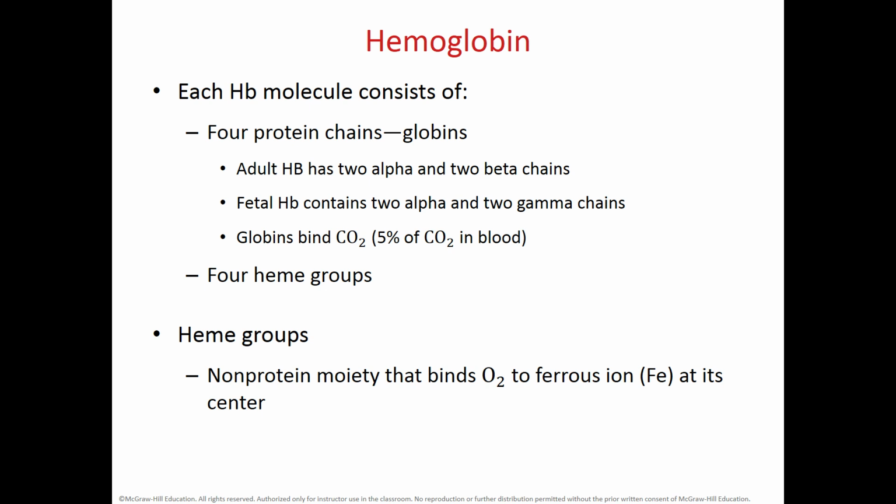Now, the globins will bind CO2, so 5% of the CO2 in the blood is attached to the hemoglobin. And you also have within the hemoglobin molecule 4 heme groups. The heme groups are made out of a non-protein moiety or chemical structure that binds oxygen to iron. So iron is found at the center of the heme group.